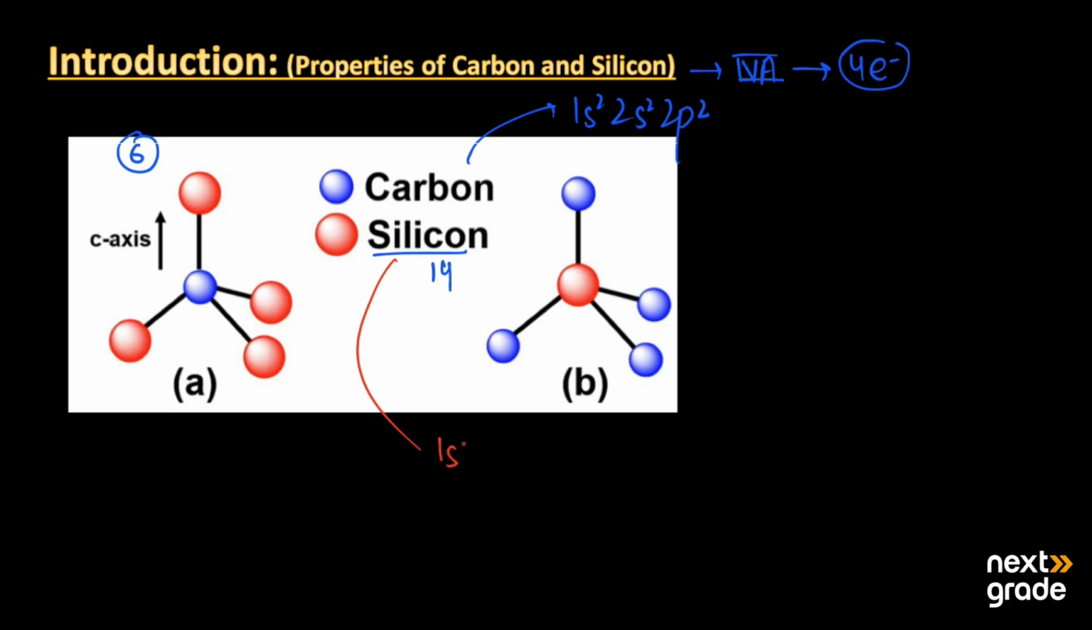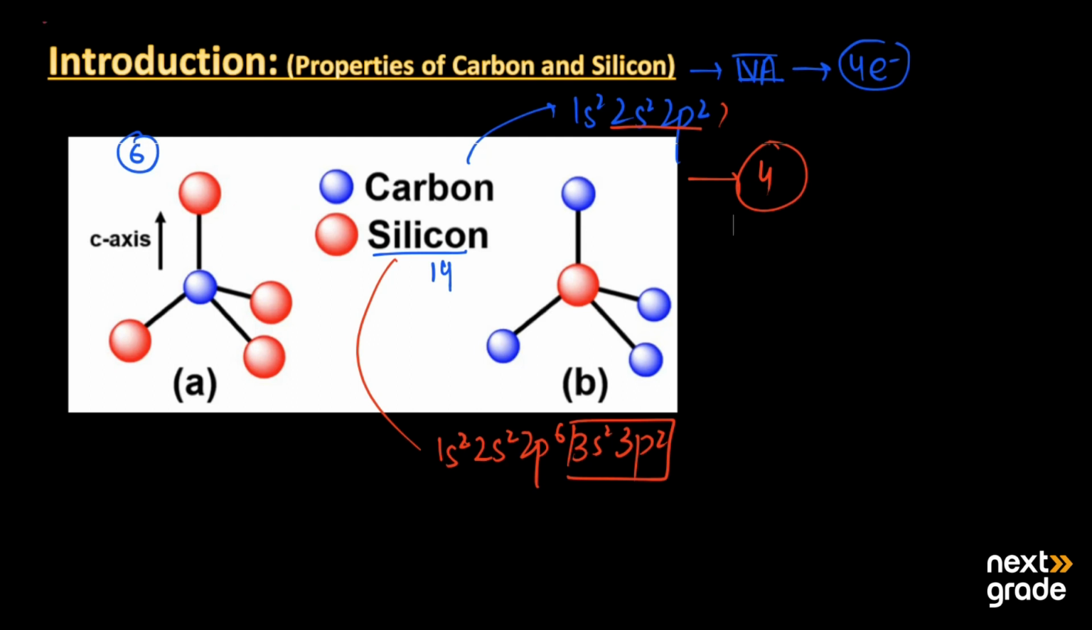1s2, 2s2, 2p6, 3s2, and 3p2. From their electronic configuration we can see that they all have 4 electrons in their valence shell, so that's why the valency of both carbon and silicon will be 4.